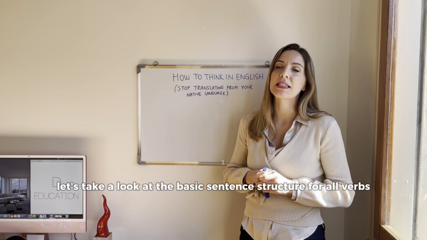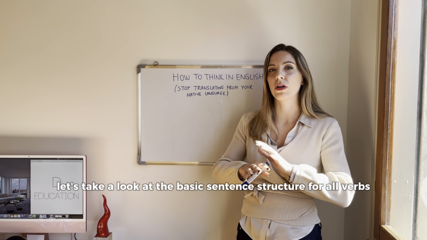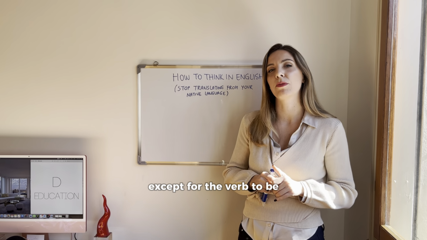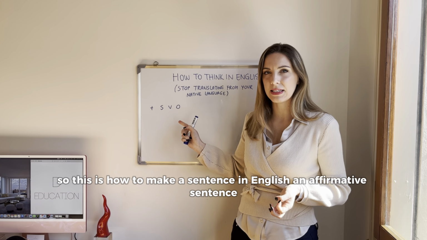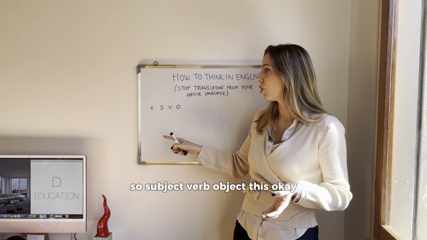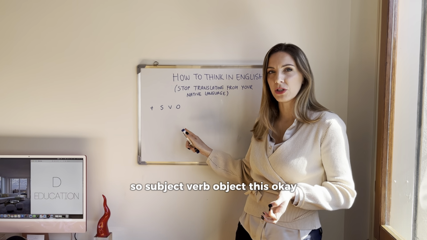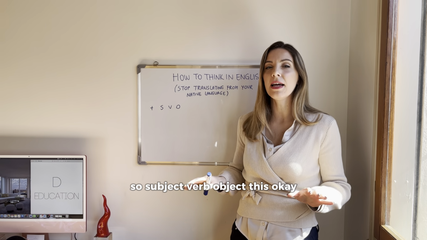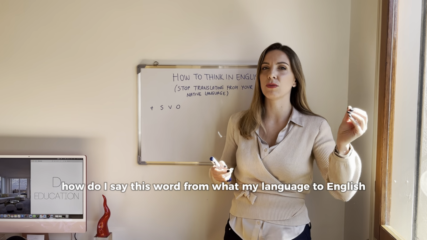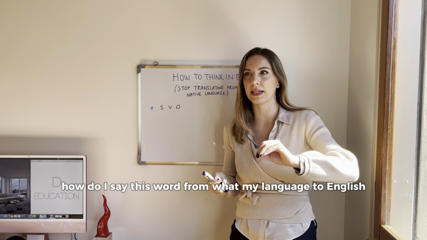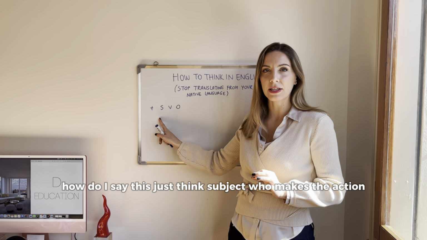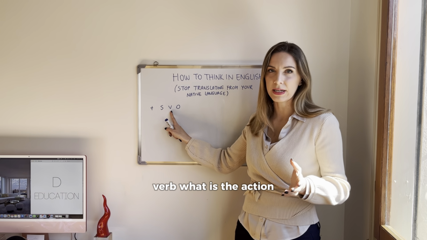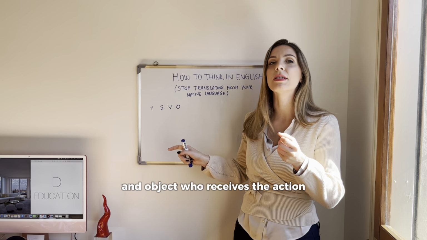Let's take a look at the basic sentence structure for all verbs except for the verb to be. We're going to do that later. So this is how to make a sentence in English, an affirmative sentence. So subject, verb, object. Okay? So instead of thinking, how do I say this word from my language to English? How do I say this? Just think, subject, who makes the action? Verb, what is the action? And object, who receives the action.